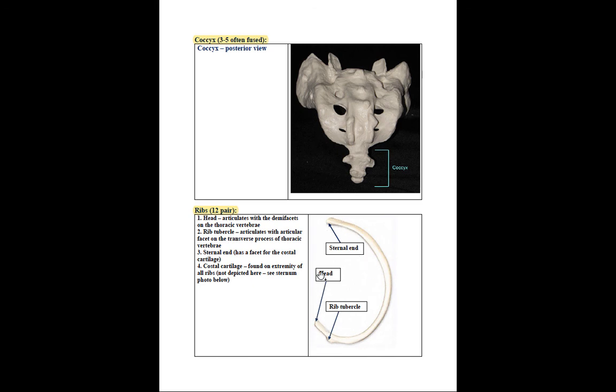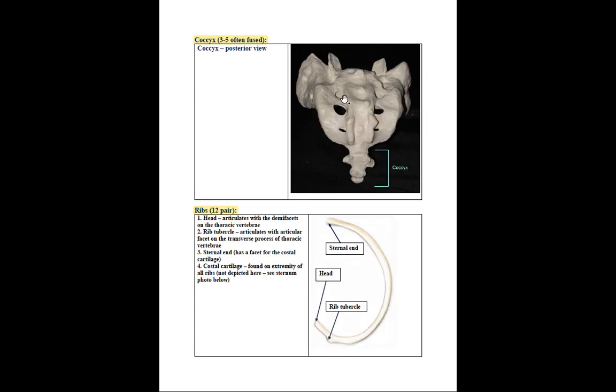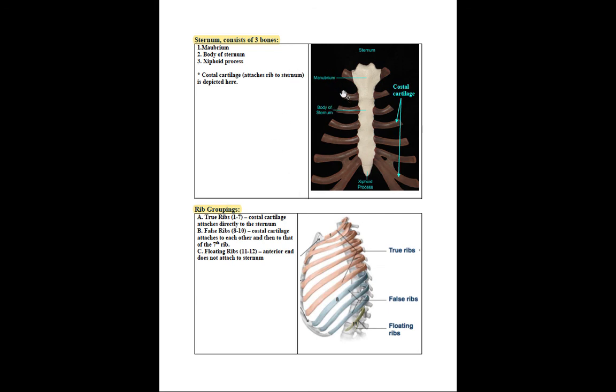And so we've got the head, the rib tubercle here, and then we have the sternal end. The sternal end is going to have the facet for the costal cartilage. And that costal cartilage is going to be a bit of cartilage that is actually going to connect the rib to the sternum. So let's look at that below. So here is the sternum below. And here you can see that costal cartilage that would be attached to the sternal end of the rib. And that costal cartilage would then connect to the actual sternum here.